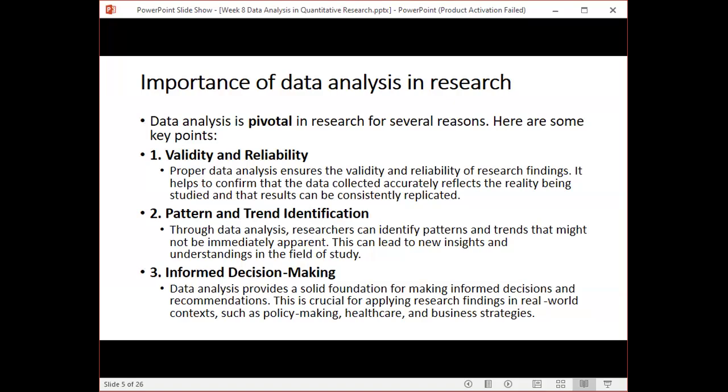Okay, it helps to confirm that the data collected was accurate and reflects the true meaning of whatever is in existence. And again, somebody can replicate it. Somebody can do the same thing and you are certain that the same results are what people are going to get. So it has to be reliable, it has to be valid. It identifies patterns and trends. Anytime you are analyzing data, those are the things you are looking at, patterns and trends, and this can lead to new insights and understanding in the field of study that you are looking at.